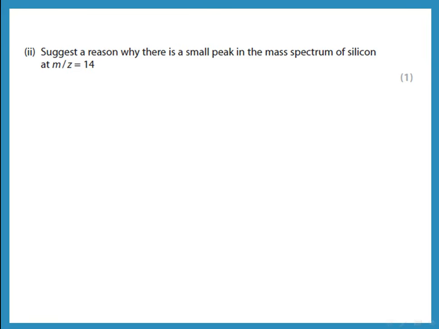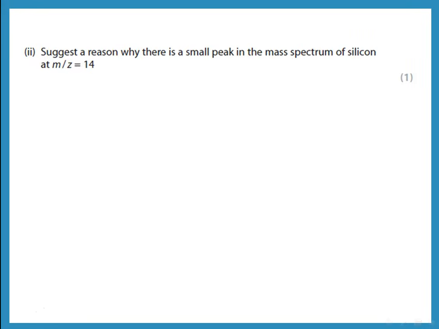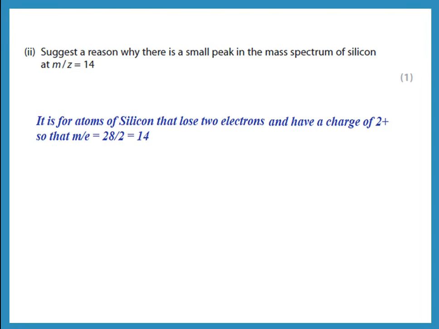Now, a reason why there is a small peak in the mass spectrum of silicon at m over z 14. You should realize that the m over z of silicon is 28 point something. Why would I get a peak at 14? That means that the atom must have lost 2 electrons. So now I have a charge of 2+, and that means the m over e is 28 over 2, and that's why I have a peak at 14. Remember that a peak at half the molecular mass is due to an atom that lost 2 electrons, which means I have a charge of 2+. So my e is 2.